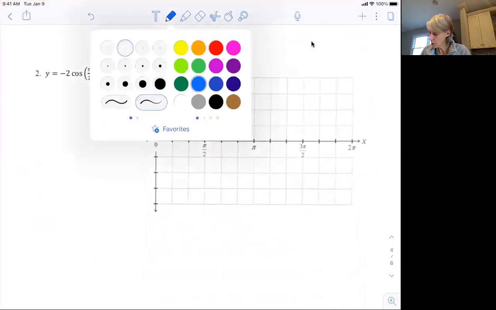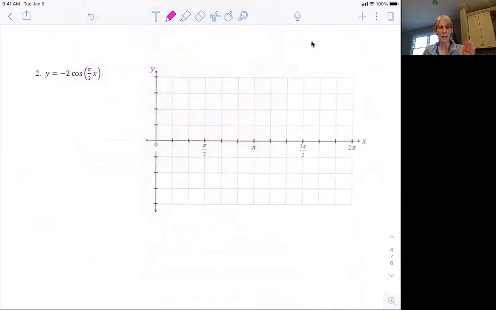we want to, I'll do the basic one. I'll do the basic cosine function in my pink color. 1, 2, -1, -2. Cosine starts at 1, 0, -1, back to 0, back up to 1. Down, down, up, up. That's the basic cosine curve.